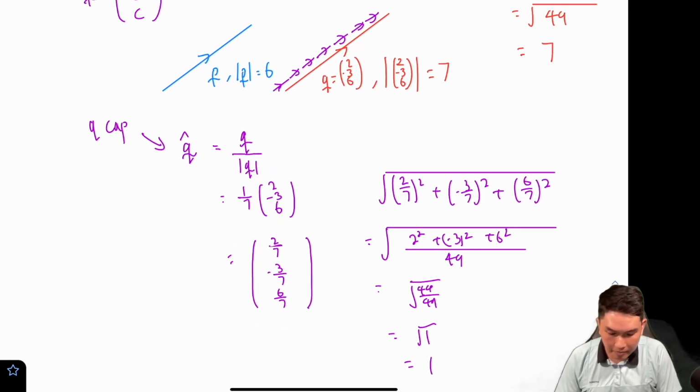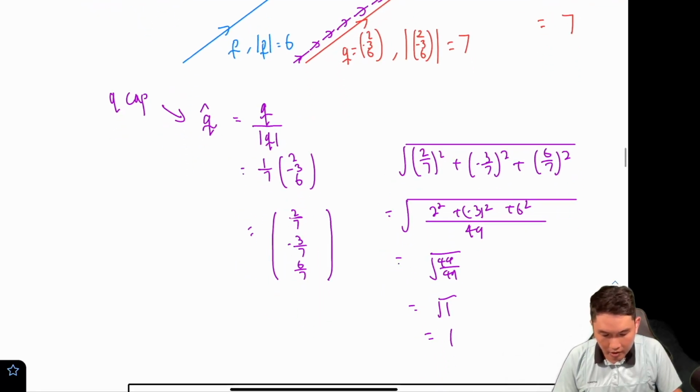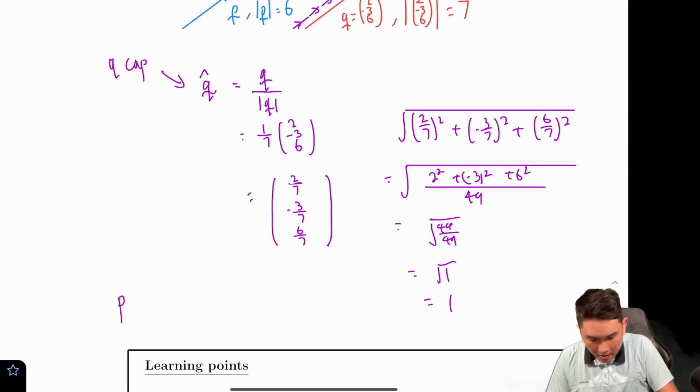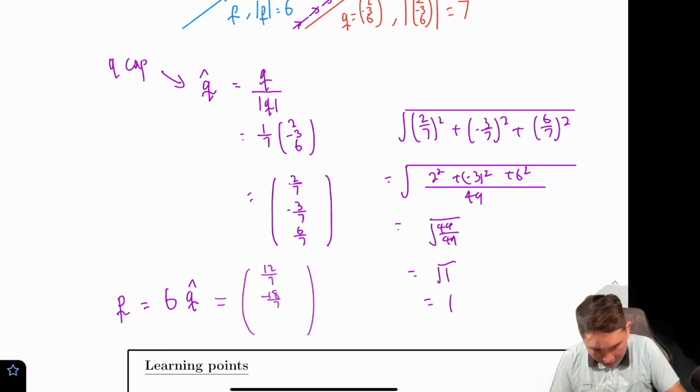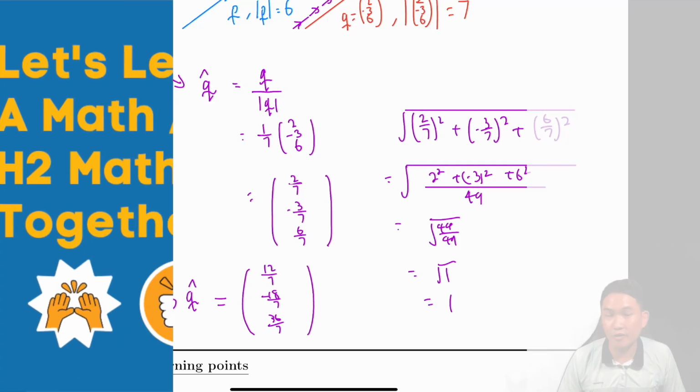Now, to find out what is P, P is basically 6 of these purple vectors joined end to end. So what I can do is say that P is equal to 6 times Q cap, and that gives 12 over 7, negative 18 over 7, 36 over 7. And that is the answer to this question.